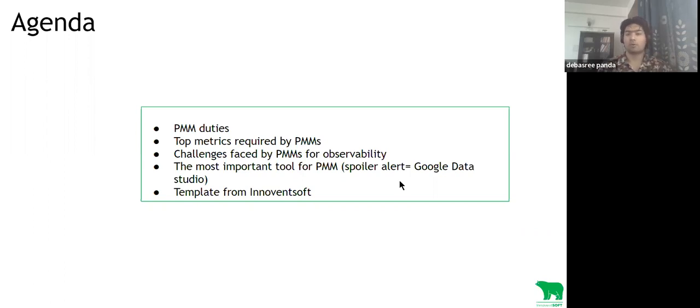Third, we'll talk about the most important tool that a product marketing manager can have. Spoiler alert: Google Data Studio. It is today known as Looker Studio. Earlier, people used to call it Google Data Studio. Towards the end, we'll also share a template. I'll brief you about the template that we're going to share, and how the whole metric system will look in a template, so that you can just connect with the data sources in your environment and get all the data from day one. All right.